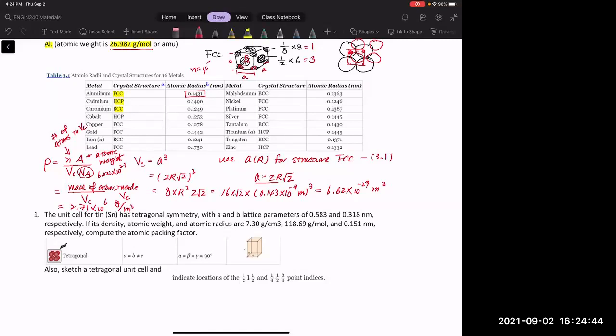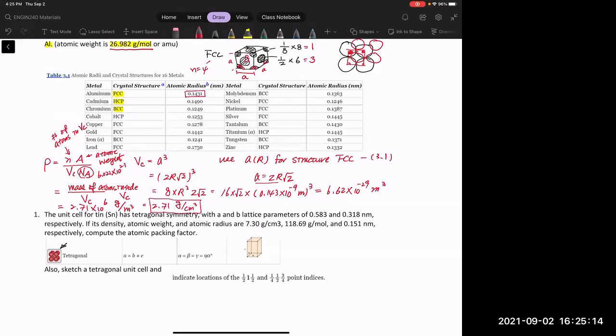But normally when we write the density, we don't write gram per cubic meter. We use gram divided by centimeter cubed. So you need to convert this by dividing this number by 10 to the 6. Then that will give you 2.71 gram per centimeter cubed. So this will be the density of the aluminum.